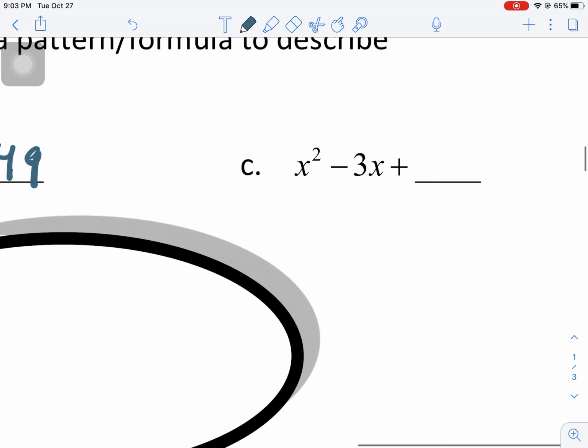And then negative 3, this is the hard one, okay? So to make negative 3, you would need 1.5 and 1.5, right? Well, what is 1.5? That's going to be 3 halves. So we're going to take 3 halves and we're going to square it, which would give us 9 fourths, is what needs to be at the end.